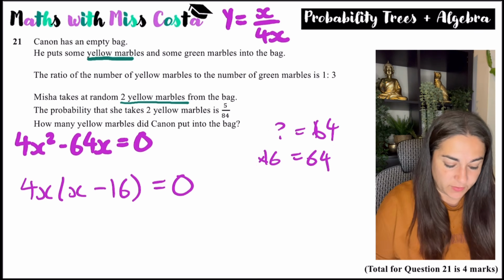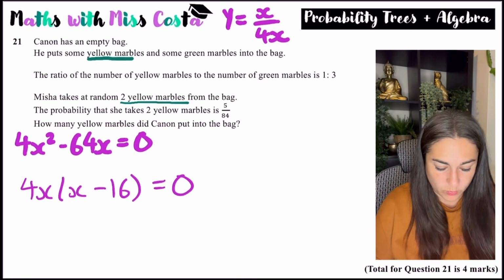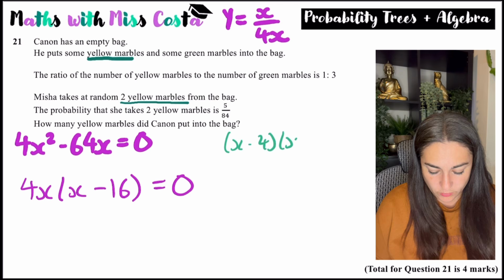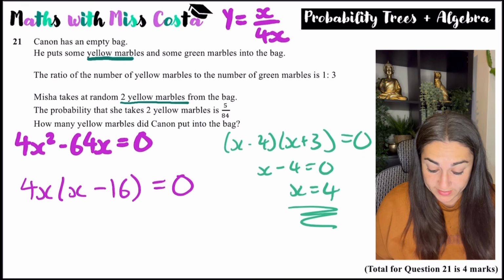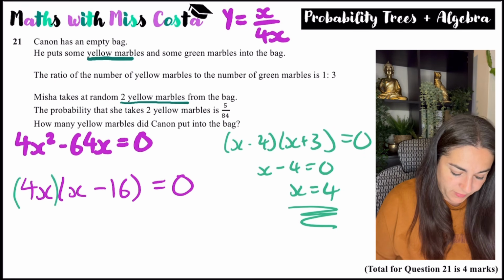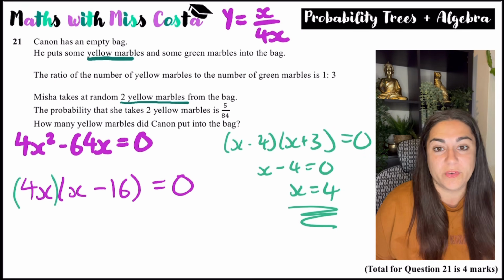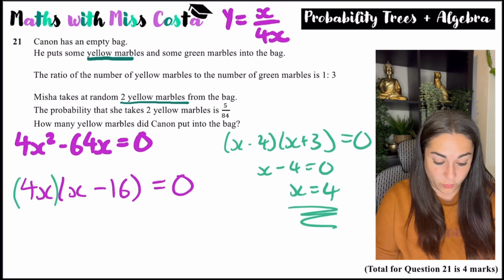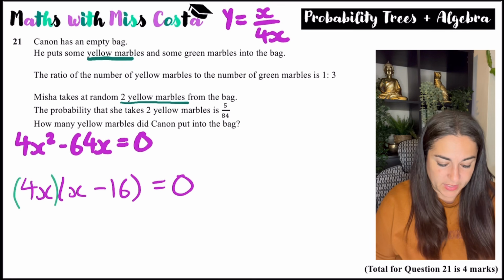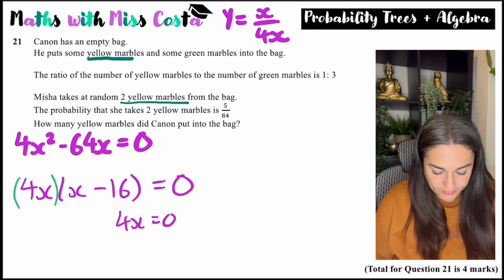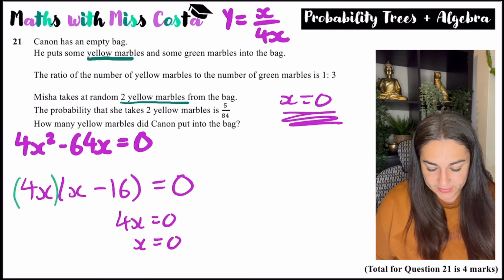And now if you had a normal quadratic, like x minus 4, x plus 3 equals 0, you'd set each bracket to 0 and solve it this way. Don't be alarmed by the fact that there's not 2 brackets. If you want to, you can imagine there's a bracket by the 4x. You just set each individual part equal to 0. So first we'd say 4x equals 0, therefore x is 0. So one of our solutions is x is 0.